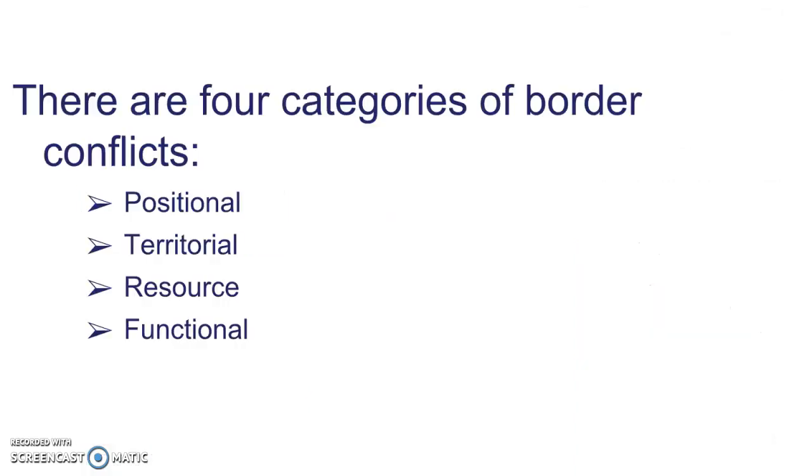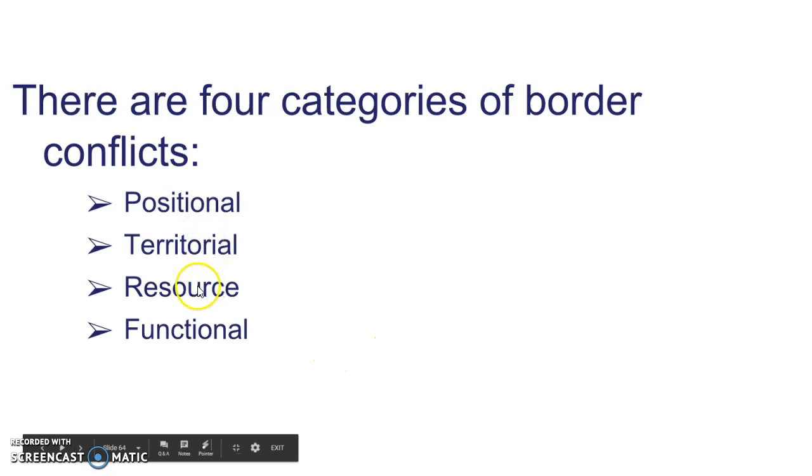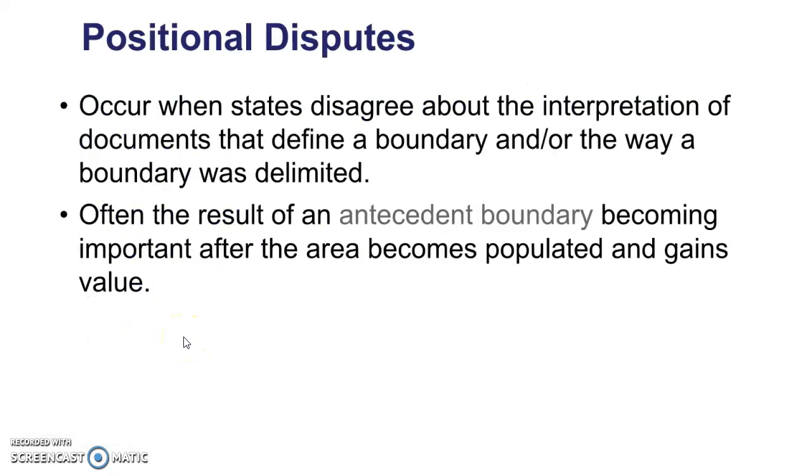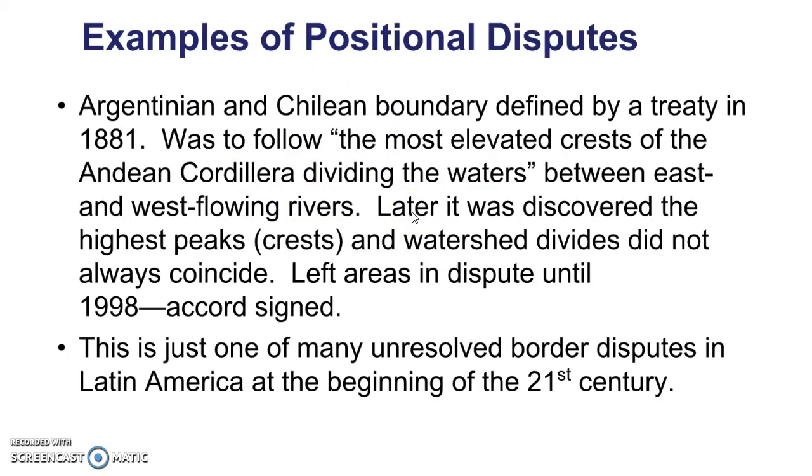Boundary conflicts here. All right. There are four categories of border conflicts: positional, territorial, resource or allocational, and functional. All right. So positional disputes occur when states disagree about the interpretation of documents that define the boundary. So it's really just a misunderstanding or a miscommunication on the boundaries here. Often the result of an antecedent boundary becoming more important after the area becomes populated and gains value. This is also an antecedent boundary dispute, or positional. Examples of positional disputes, you can take a look at this.